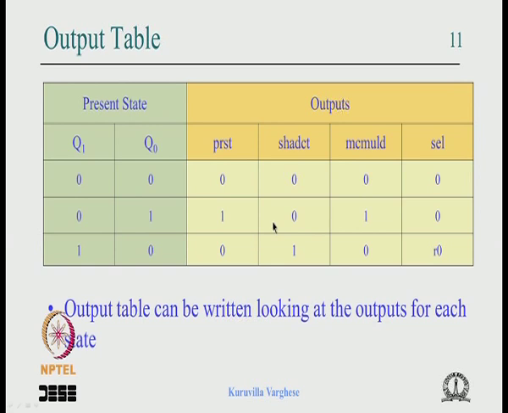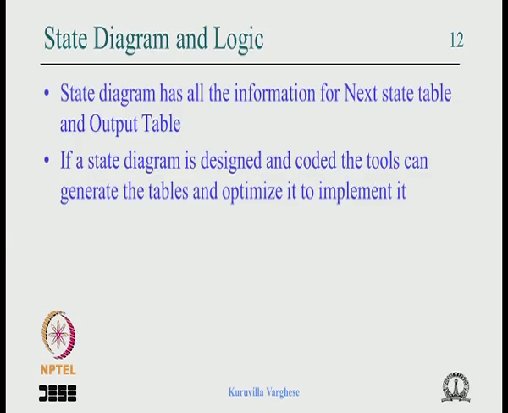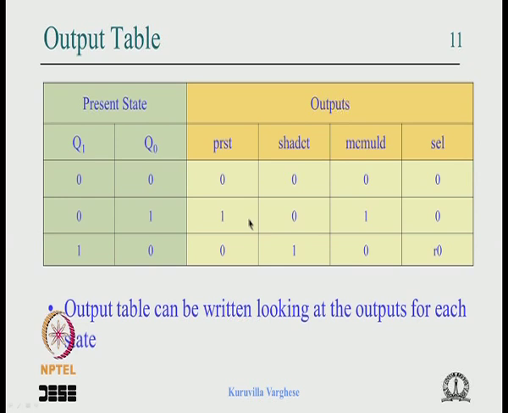Again in our case we will describe the state diagram, then the tool will take over and do all the minimization and implement it, and that is it. And I also said that this next state table and the output table are kind of equivalent to the state diagram because all the information is there. So the moment you draw the state diagram the game is over, the design is done. The rest is an automatic process which the tools can do very well.